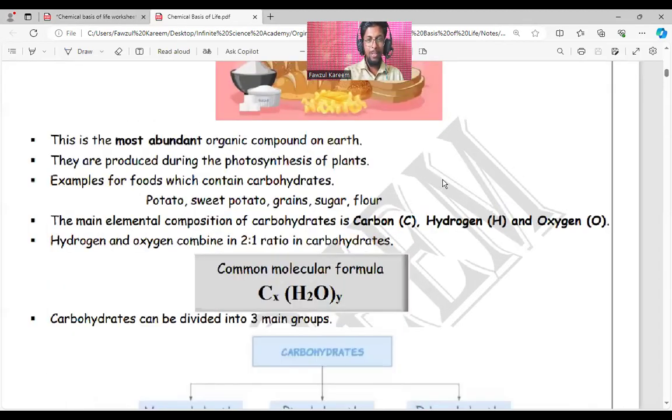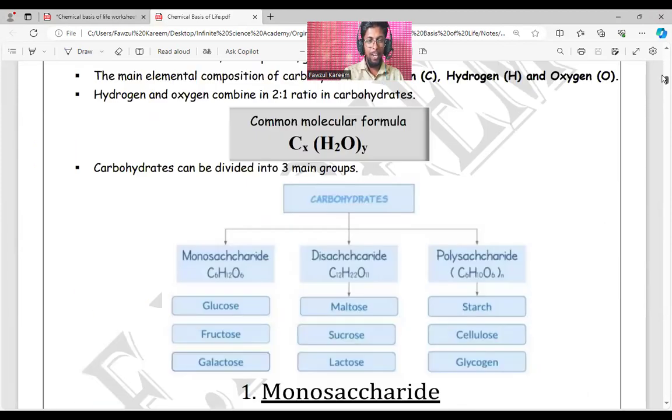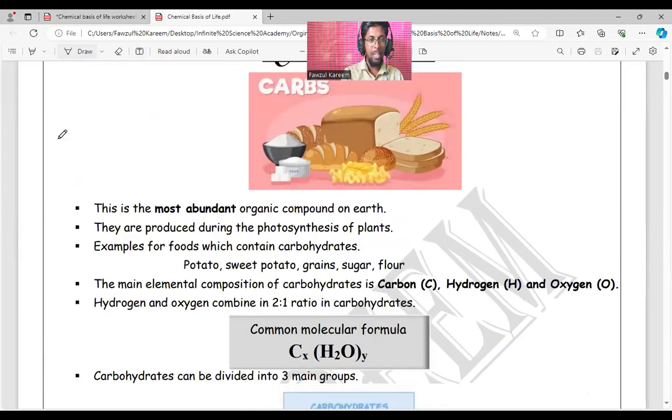Right, I think you may have the notes right here. Under carbohydrate, the first point is that it is the most abundant organic matter, right? Okay, right.